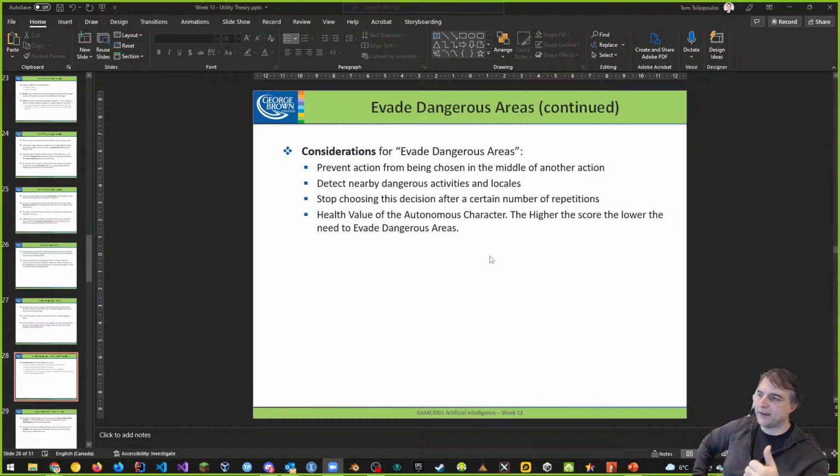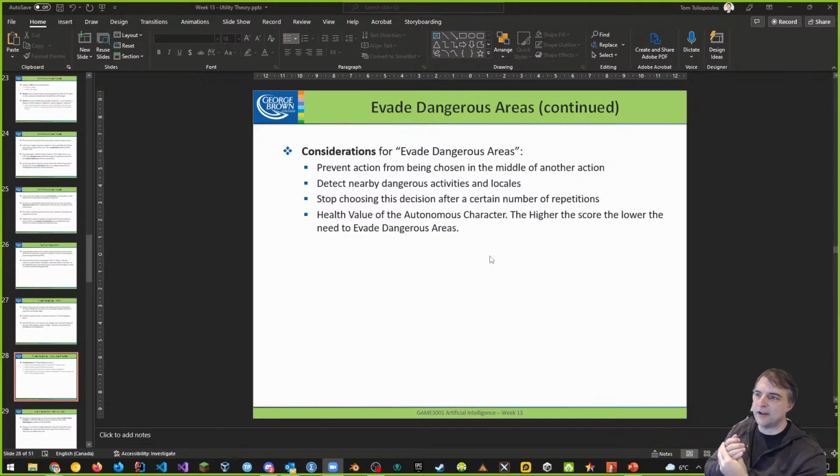We want to prevent the action from being chosen in the middle of another action. We want to detect nearby dangerous activities and locales. We want to know if, in the process of fighting, I don't want to go there by accident. We want to stop choosing this decision after a certain number of repetitions because guess what? It's deterministic. If we always try to avoid dangerous areas, then I can steer a character into a place by creating a dangerous situation, dropping bombs, throwing grenades, whatever. That could be considered a dangerous area, so if I do a lot of that stuff, I can steer the autonomous character where I want them to go.